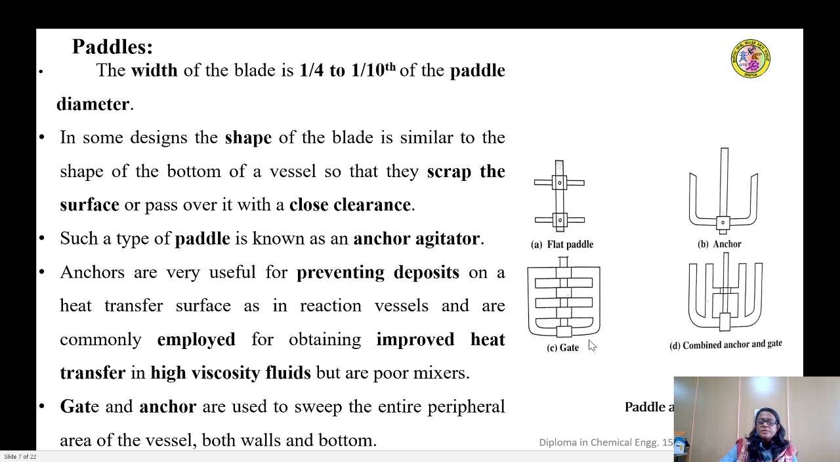The other two types of paddles, that is gate and anchor type of paddles, sweep the entire peripheral area of the vessel, walls as well as the bottom. So this kind of design is capable of scraping the entire periphery of the inside wall of the vessel. You can see that the blade has extended towards the wall, and is also closer to the bottom wall. That way we can achieve the required objective of scraping the surface of the agitated vessel.